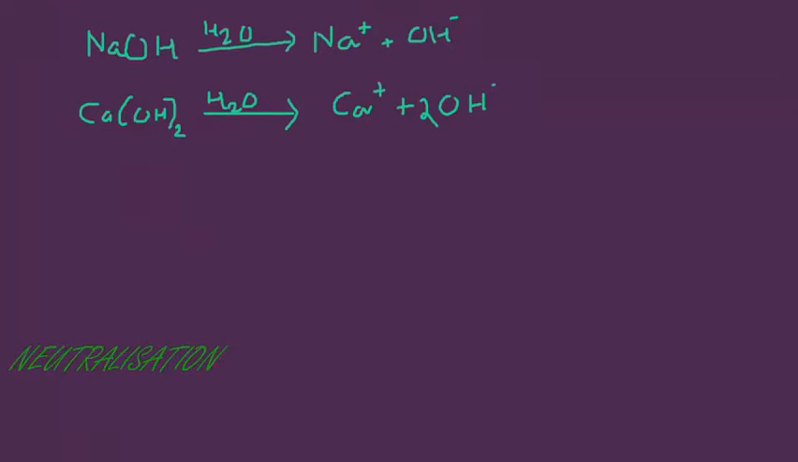So let's see what neutralization is according to the Arrhenius theory. The Arrhenius theory says neutralization is the formation of undissociated water. Undissociated, that means just not broken down. So this is dissociated water and it has broken down, so it's dissociated, and this is undissociated water. So what happens in a neutralization is the H plus ion from an acid reacts with the OH minus ion from a base to form water or undissociated water.